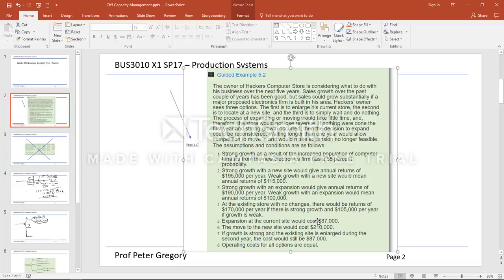Expansion at the current site would cost $87,000. A move to a new site would cost $210,000. Doing nothing is $0. If growth is strong and the existing site is enlarged during the second year, the cost would still be $87,000. Operating costs for all options are equal, okay? All right, so we made it through all those words. What would that look like, okay?